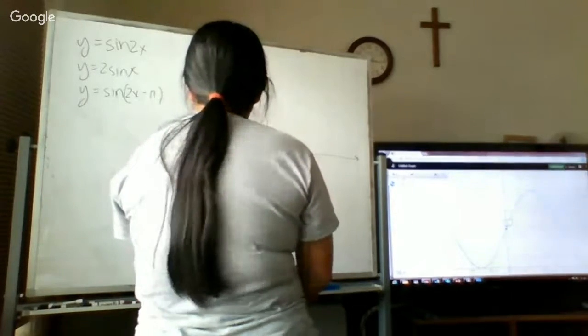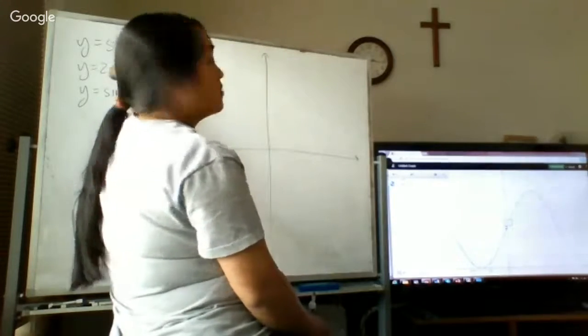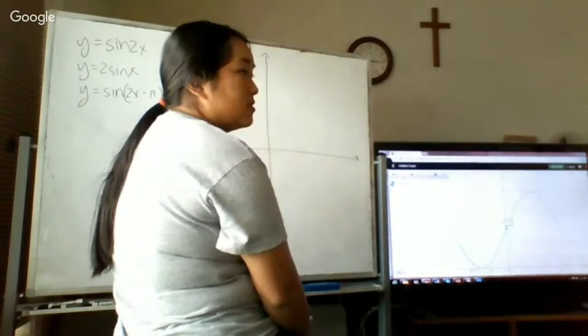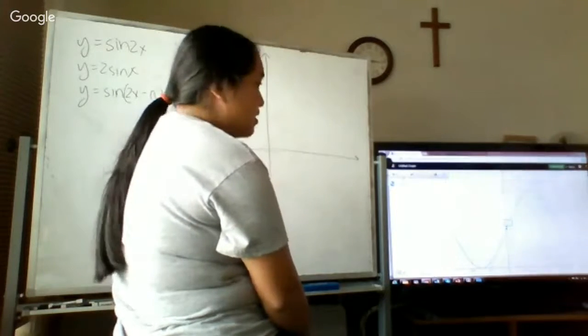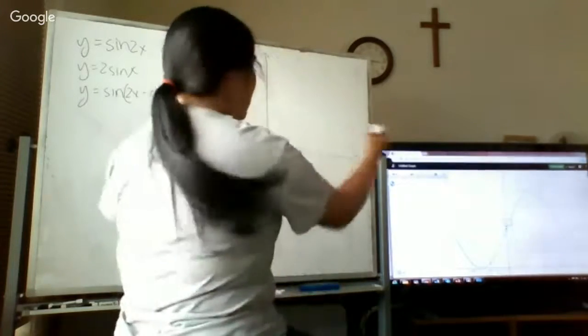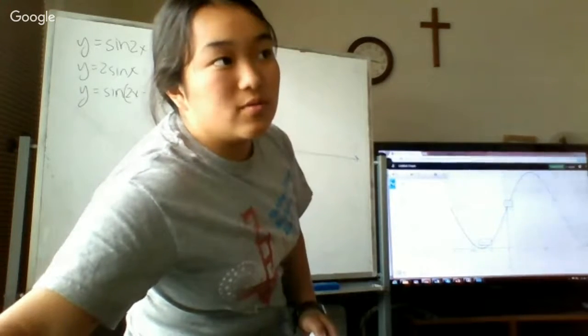Can someone tell me what the amplitude is? We already said this, but what's the amplitude of this? 1. What's the period? Pi. Okay. The period is the length of one cycle. If we look at this graph, the period would be from this point here to that point there. It's just one cycle. Or it could be from here to there, depending on whatever points you want to choose. But it's the distance between corresponding points on the graph.